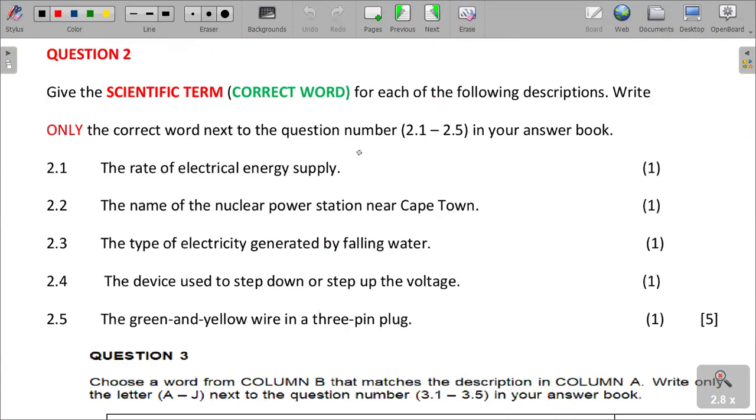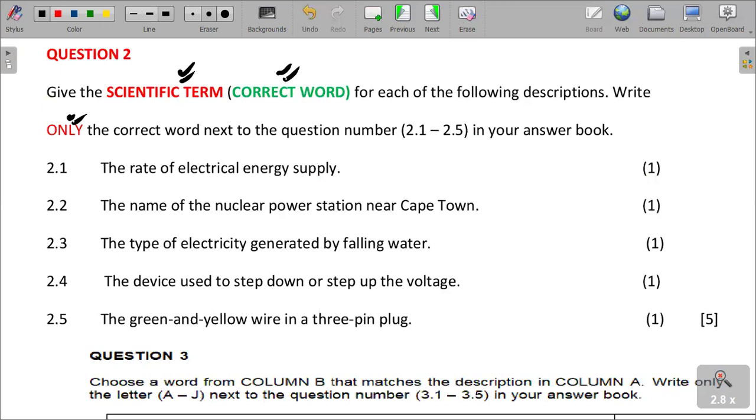We need to give the correct scientific term for each of the following descriptions, and write only the correct scientific word next to the question number.